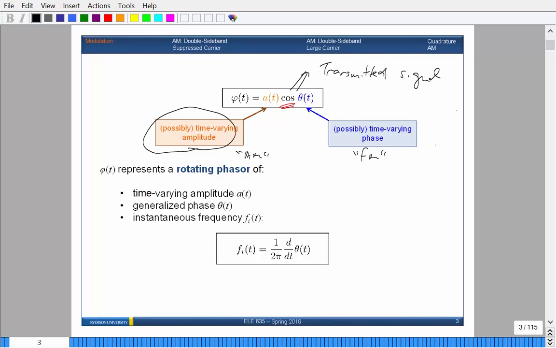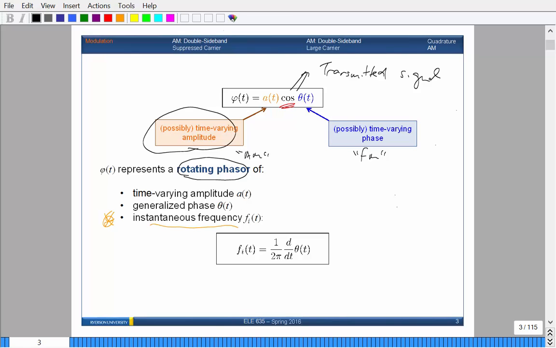This signal here is what your transmitted signal is. It's called a rotating phasor. That means the phase can vary over time and also the amplitude can vary over time. You have some signal that's varying the amplitude, which could be the message. You also have a phase component that varies the actual phase of the signal. And then we have what's known as the instantaneous frequency. This is a definition that we'll touch on much later when we cover FM, but I want to cover it now. The instantaneous frequency means that at any point in time, what is the actual frequency at that particular point in time?